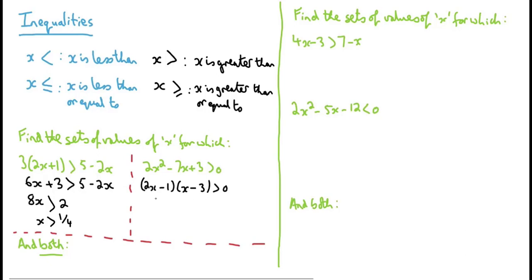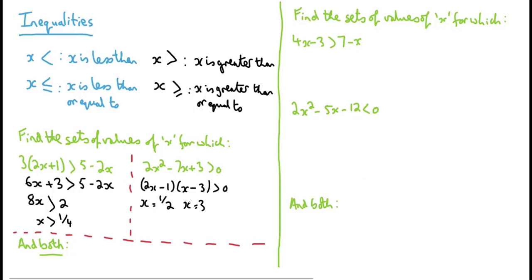Now again, if this was just a regular equal sign, what we would say here is that two things are multiplied together to equal 0, therefore one of them must be equal to 0 itself. Therefore, if 2x minus 1 equals 0, then x would have to equal a half. Or if x minus 3 equals 0, then that would mean that x would have to equal 3.